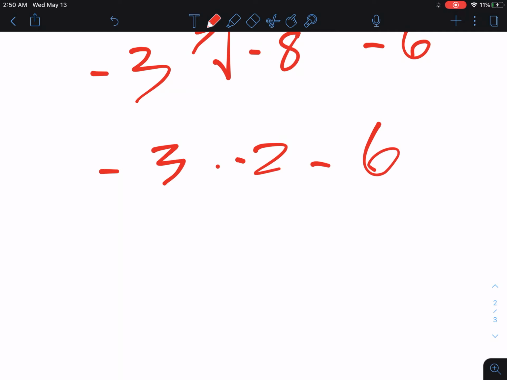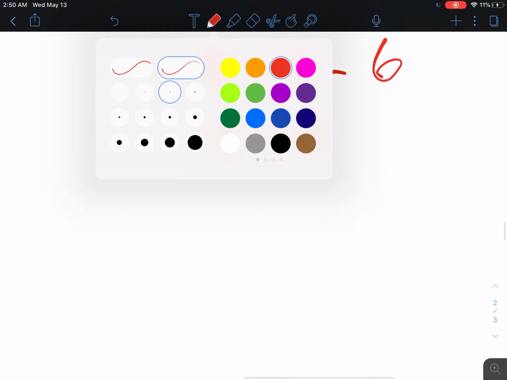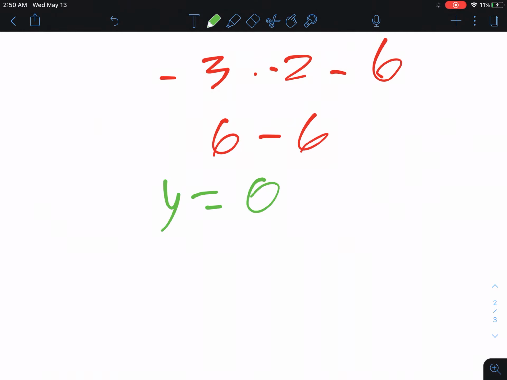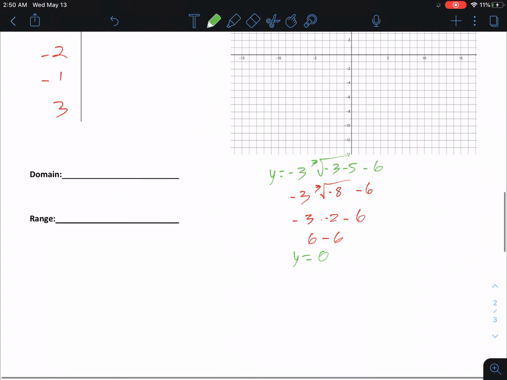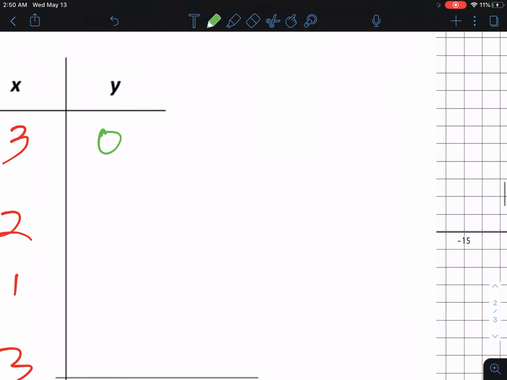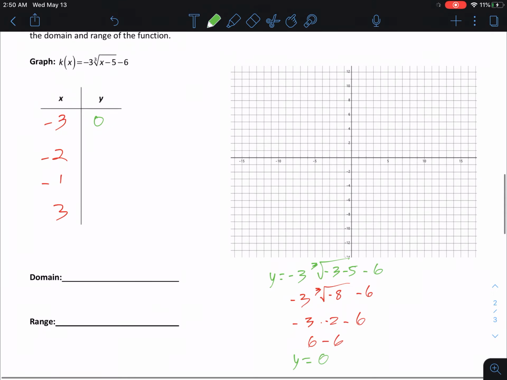So negative 3 times negative 2 equals a positive 6, because negative times a negative is a positive. Then we drop down the minus 6, so 6 minus 6 equals 0. So the answer is y equals 0, and our y point is 0.